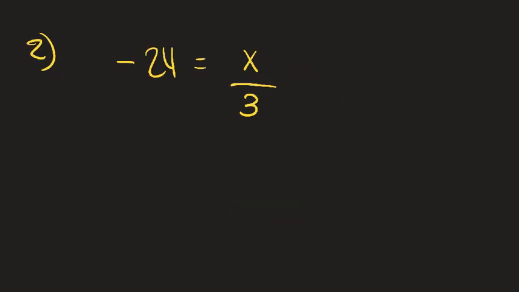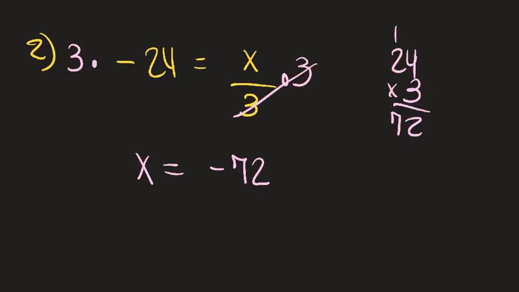Here's question 2. What song will you sing to solve this question? Will you add, subtract, multiply, or divide? If you said multiply by 3, you are correct. Work this question out, type in your answer. You should have typed in x equals -72.